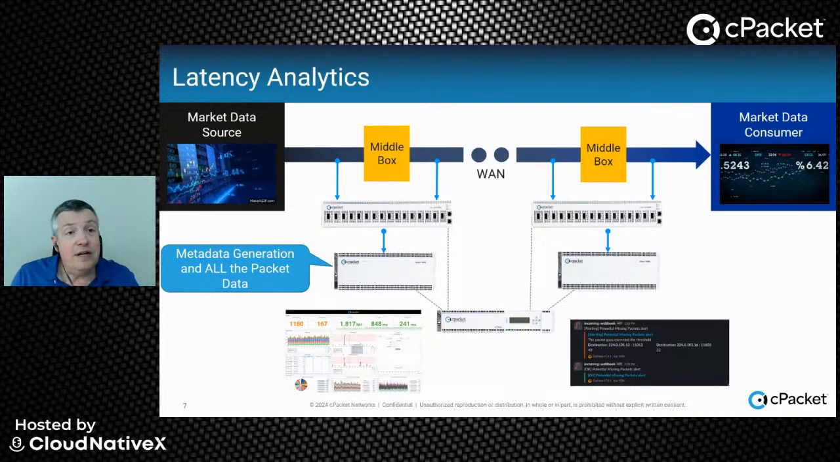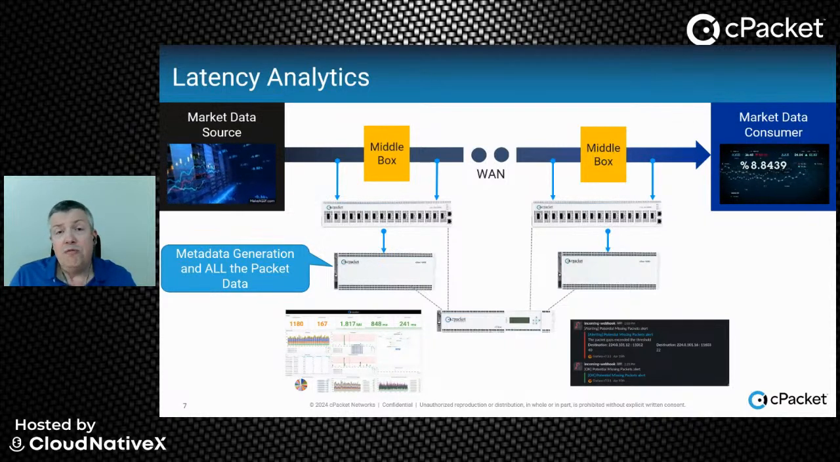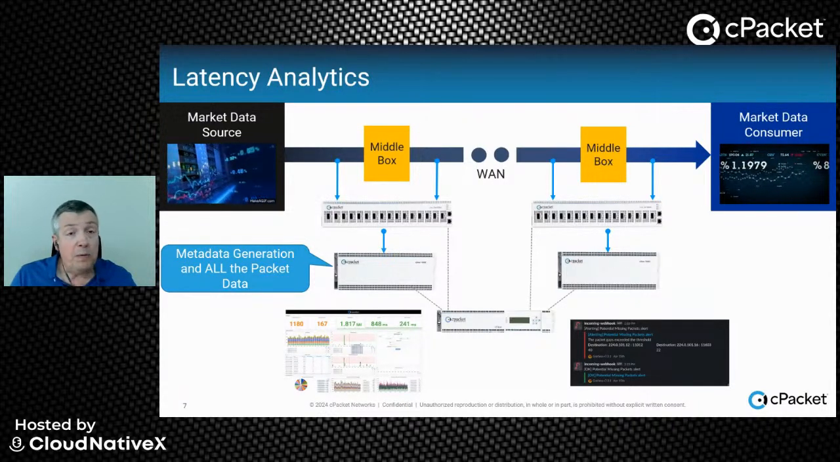So this here is an example of latency analytics. This happens to be showing market data, but clearly if you're running in a hybrid environment or you're using external services, you're probably having some kind of connection to other systems. Could be cloud, could be a WAN, as it shows in this picture here. Maybe I need to update this for the cloud.